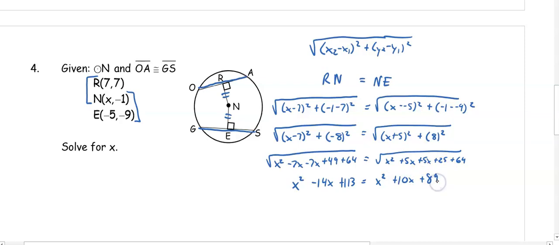plus 89. There's an x squared on both sides, so those cancel out. So we have negative 14x plus 113 is equal to 10x plus 89. We can combine our x's on one side, so we get 24x. Combine our numbers on the other side, and we get 24. So we divide, and x is equal to 1.